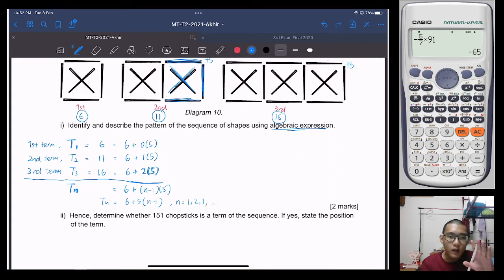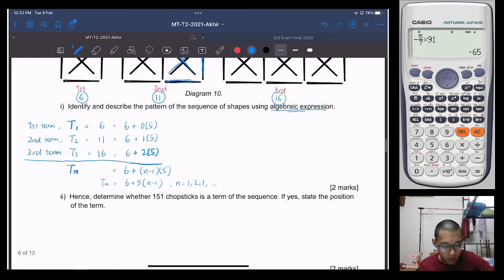Okay, but don't stop like that first, because this one we still haven't simplified. We have only factorized it, we have the factorization with 5 and n minus 1. So we need to simplify them. Let's say we have Tn again, 6 plus 5(n minus 1). So we try to expand it.